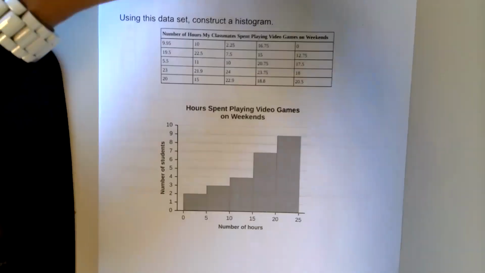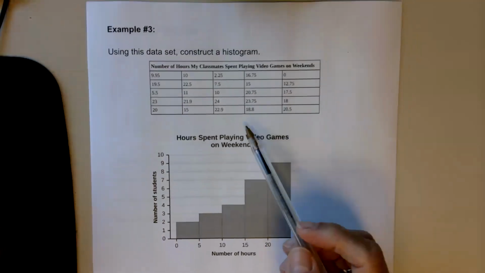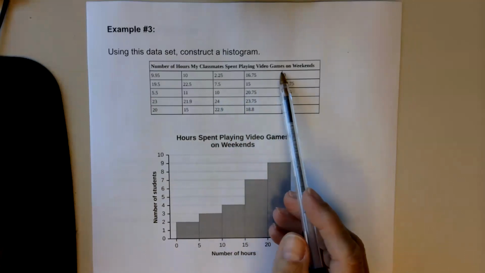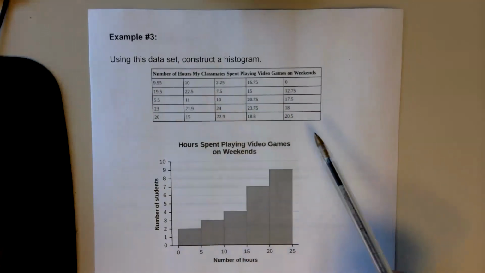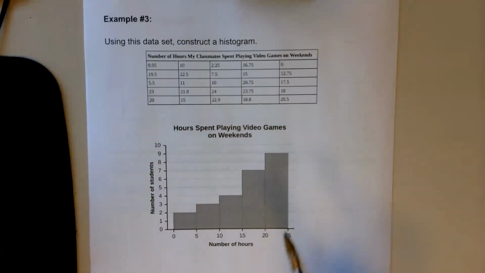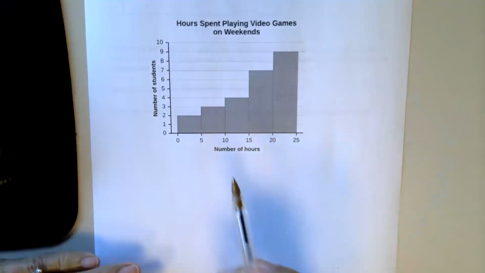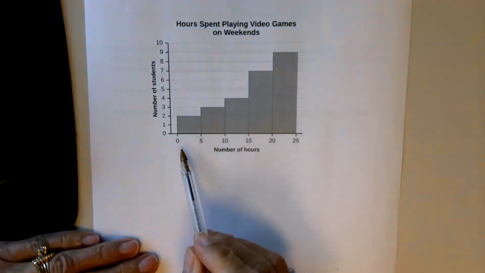So let's go to example 3. I want to show you another one. Using this data set, construct a histogram. So we have the number of hours my classmates spent playing video games on weekends, and they're listed here. And then if I put these into Desmos, again, this is what it came up with. I told it I wanted to have 1, 2, 3, 4, 5 classes with a width of 5.